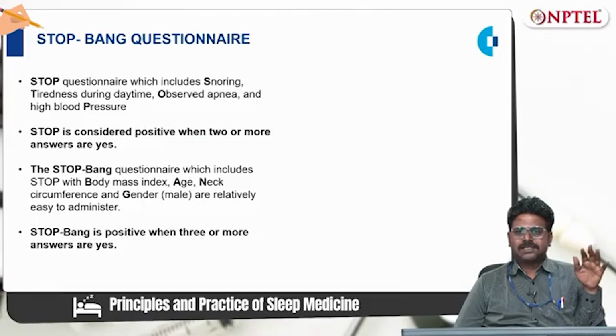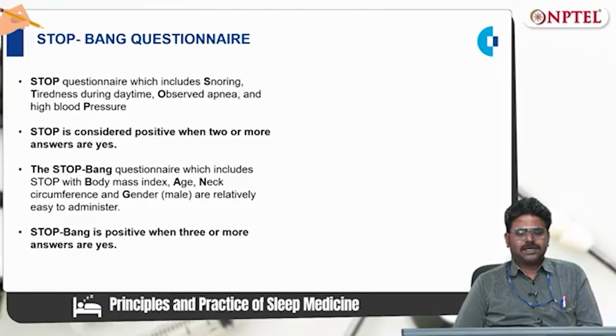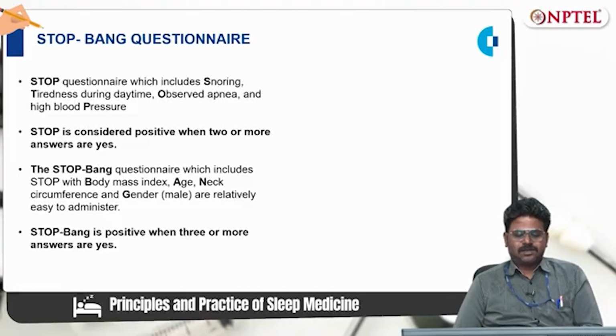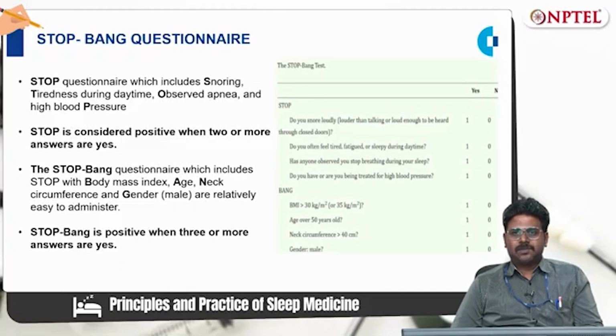STOP-BANG questionnaire. The STOP questionnaire includes S for snoring, T for tiredness during daytime, O for observed apnea, and P for high blood pressure. STOP is considered positive when 2 or more answers are yes. The STOP-BANG questionnaire includes, apart from snoring, tiredness during daytime, observed apnea and high blood pressure, B for body mass index, A for age, N for neck circumference, and G for gender, more common in males. They are relatively easy to administer. STOP-BANG is positive when 3 or more answers are yes. Then this is the STOP-BANG test. Each question carries 1 point.